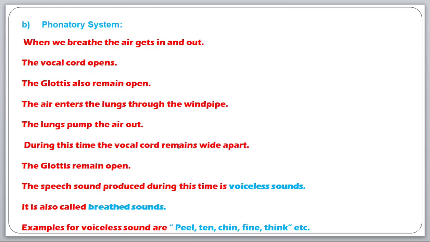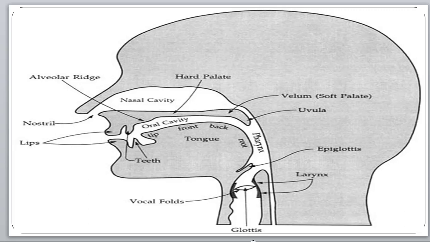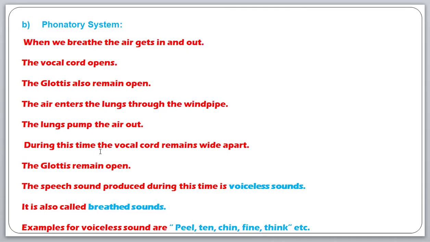The lungs pump the air out. During this time, the vocal cords remain wide apart and the glottis remains open. So again, there's a reverse process. Again the air from the lungs comes to the windpipe, and again it goes through the opening. So the vocal cords remain open and the glottis remains open, and speech sound is produced, and we call this produced sound voiceless sound or breathed sound.